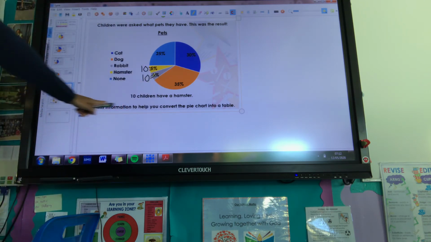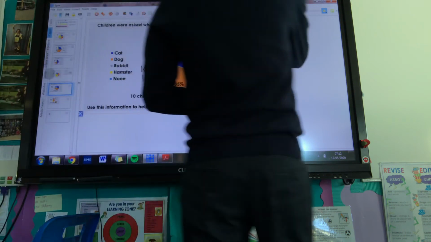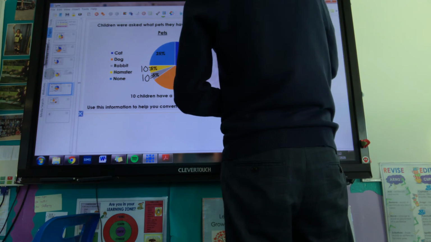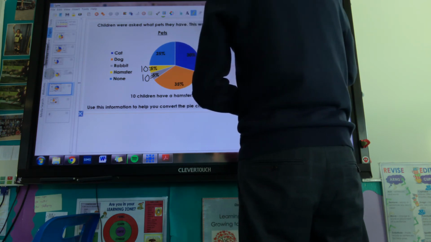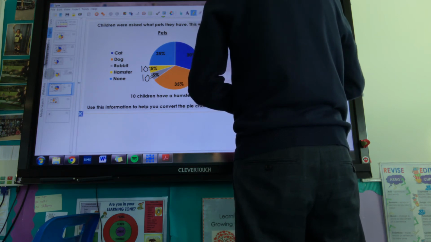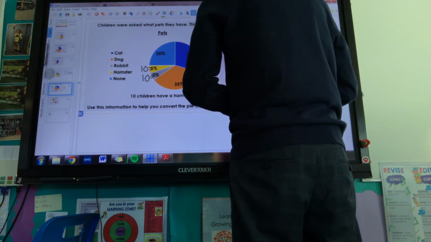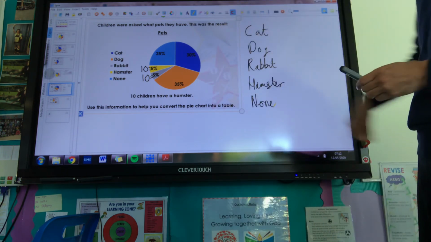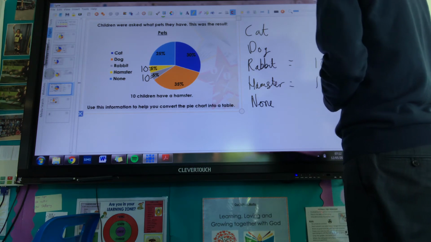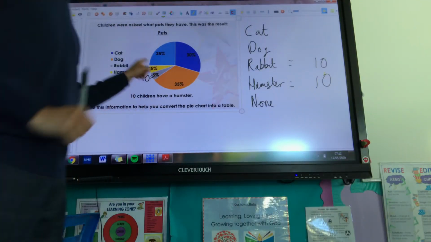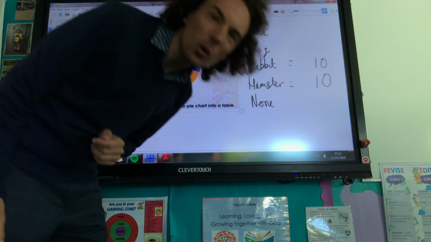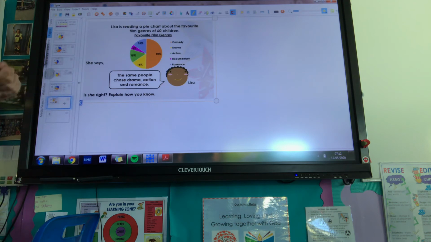So you've been asked to make a table. You need to make a table of cats, dogs, sorry about the handwriting, guys, I'm rusty, rabbits, hamster, and none. You need to make a table in your book. Straight away, you know that rabbit and hamster are 10 children, so you can do those. Using the fact that 5% equals 10, you now need to find the value for none, cat and dog. You can do that.